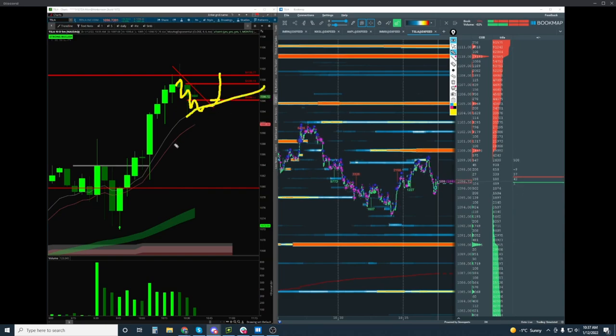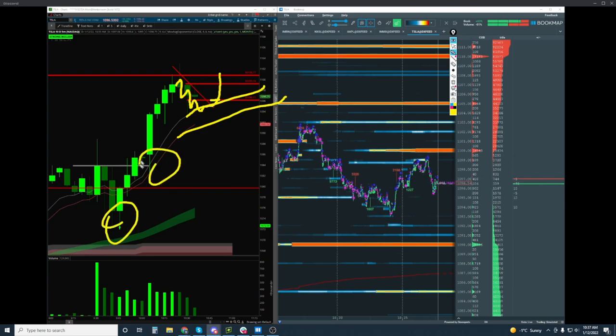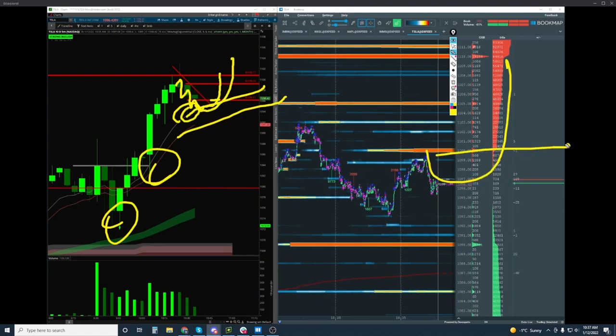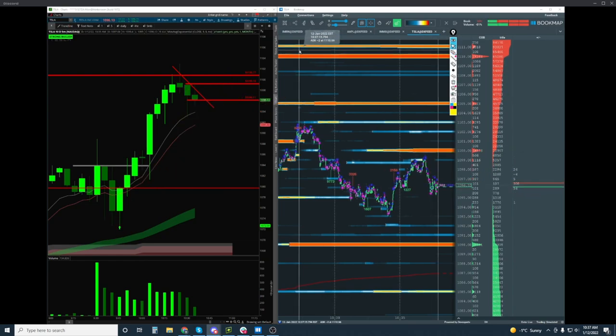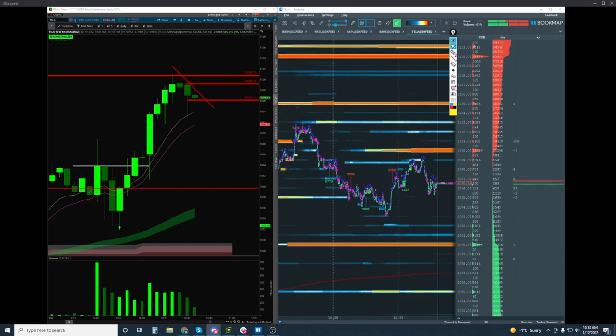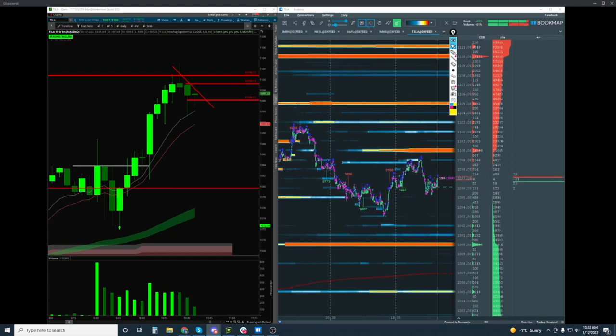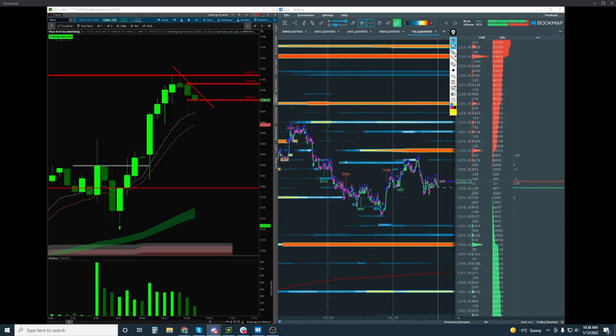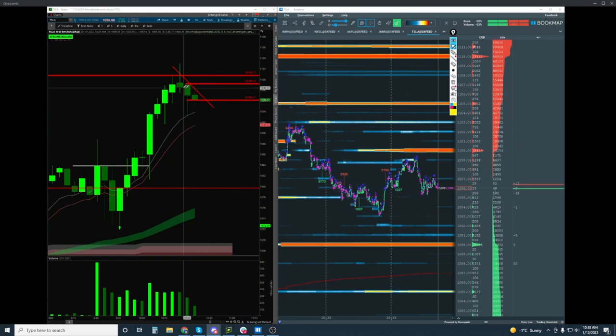Okay, so this is for example our trend, right? So we're making higher lows. These are relative lows. So we're going to look in this case for a re-entry in the direction of the main trend. Anybody focusing on Tesla today, traders? Lateral.